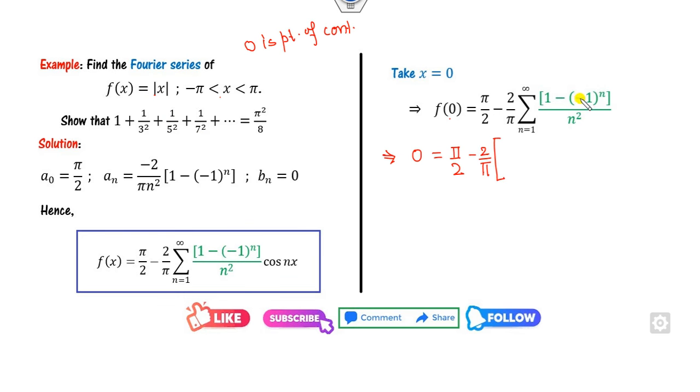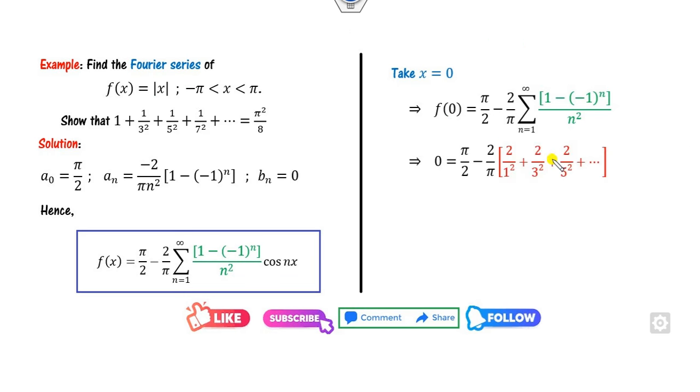Now if you substitute n equal to 1, it will be 1 minus minus plus 1 over 1 square, so that means 2 over 1 square. Plus, when you substitute n equal to 2, this number will be plus 1, and 1 minus 1 is 0. When you substitute n equal to 3, this number will be minus 1 plus 2 over 3 square. When you substitute n equal to 4, it is again 0. When you substitute 5, it will be 5 square, and so on. You will get this value.